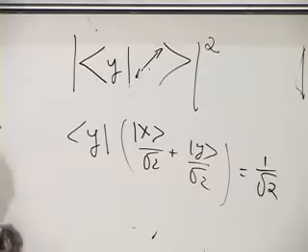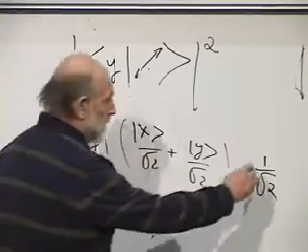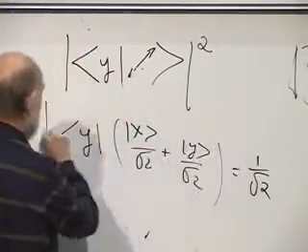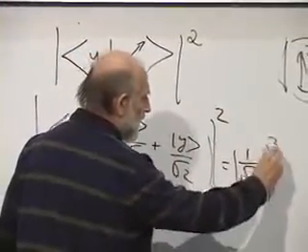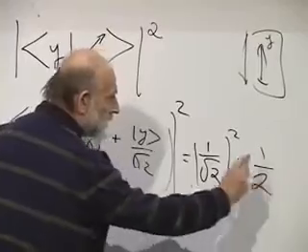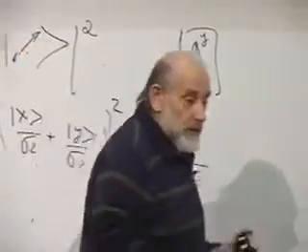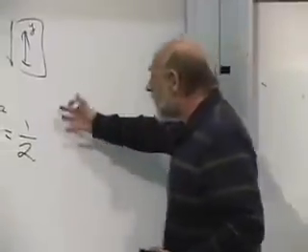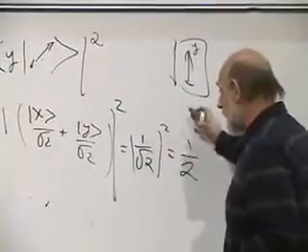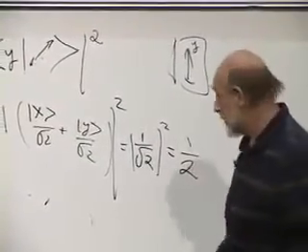So the probability is the square of this, which is just square of this, which is 1/2. All right, now I'm telling you something which is completely obvious, that the probability is a half, but I'm showing you how the formalism of quantum mechanics carries out that intuition.